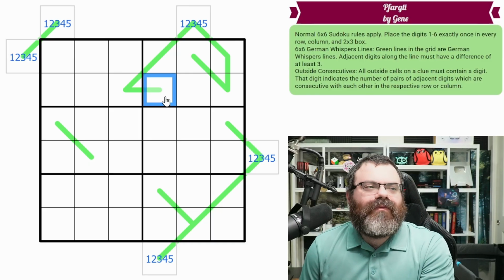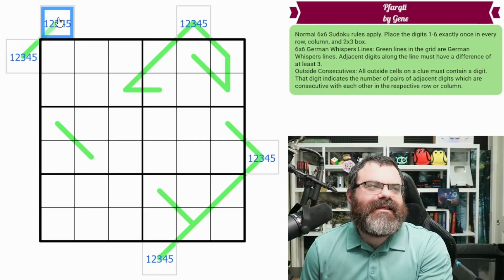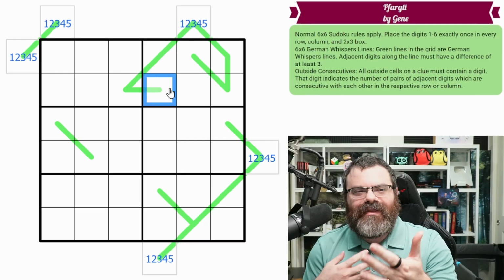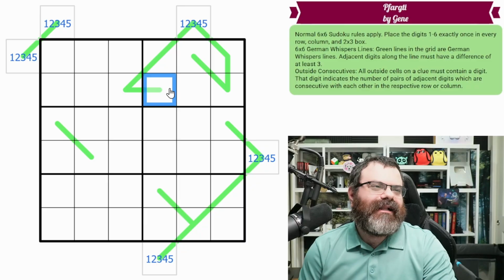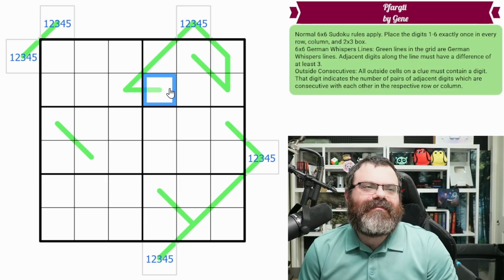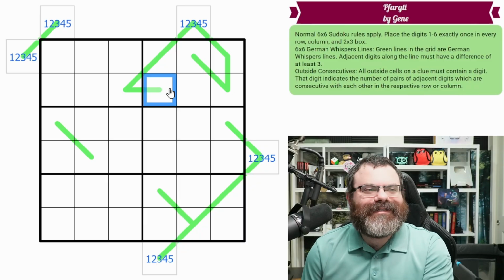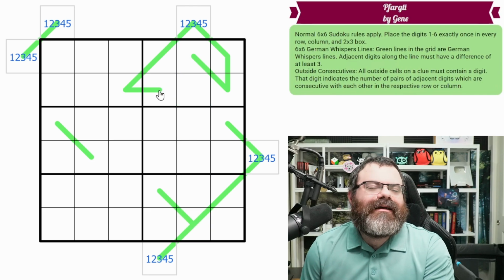The point of saying these go up to 5 is that you can think of it as still a Sudoku digit. You can't put like a 7. There's not going to be 7 pairs of consecutive digits in 6 cells.